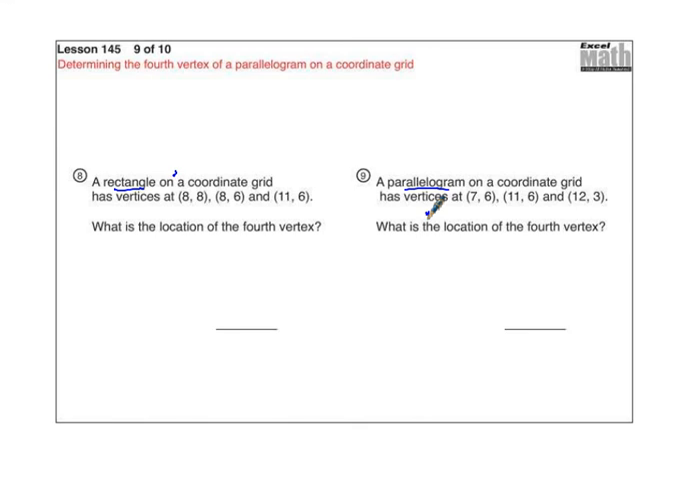Okay, here goes my helper, Haley. 8, 8, and 8, and 6, and 11, and 6. You have 2 6s and 2 8s. So this one had to be (11, 8). Beautiful. Now can you do number 9?